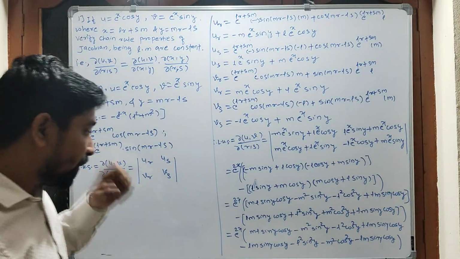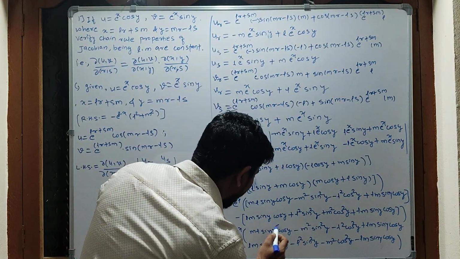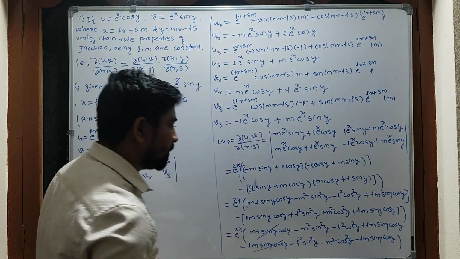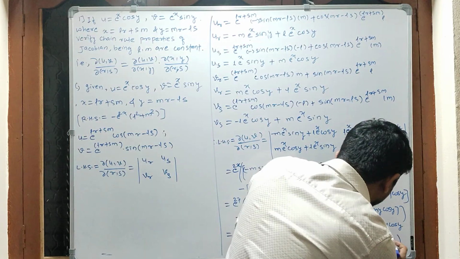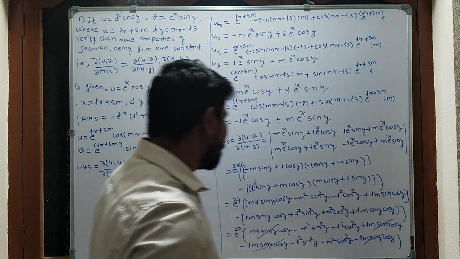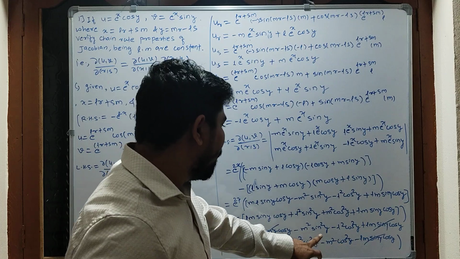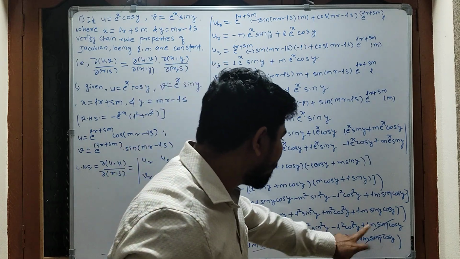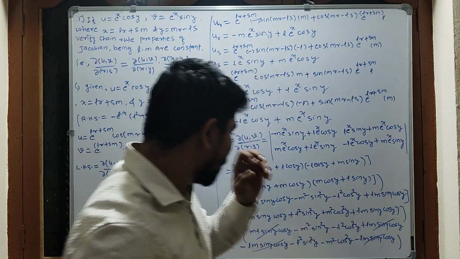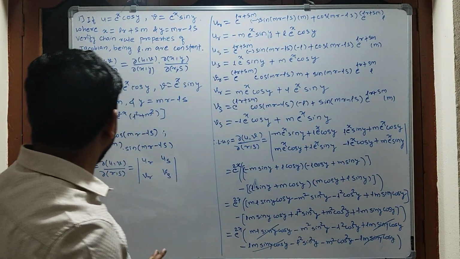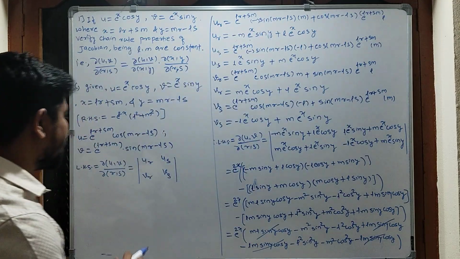Now just observe one thing: this is Lm sin y cos y, this is minus Lm sin y cos y, so this cancels with this. This is plus Lm sin y cos y, this is minus Lm sin y cos y, and this cancels with this. So the remaining terms are minus m square sin square y, minus L square cos square y, minus L square sin square y, minus m square cos square y. I don't have space here, so I will write the same step over here.